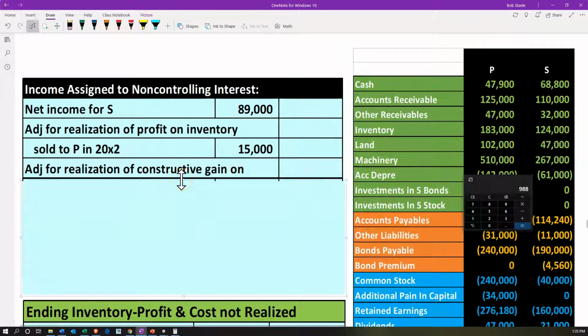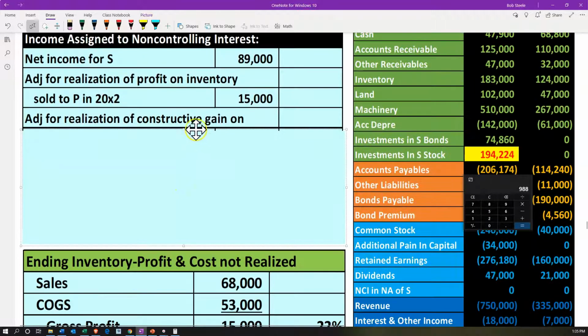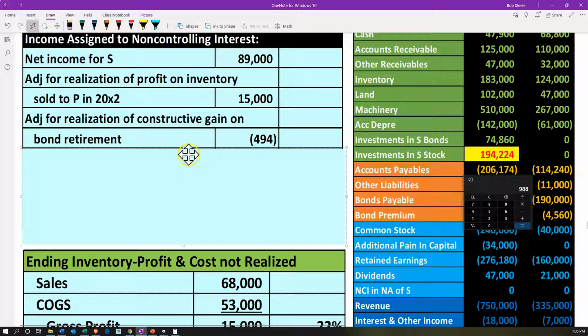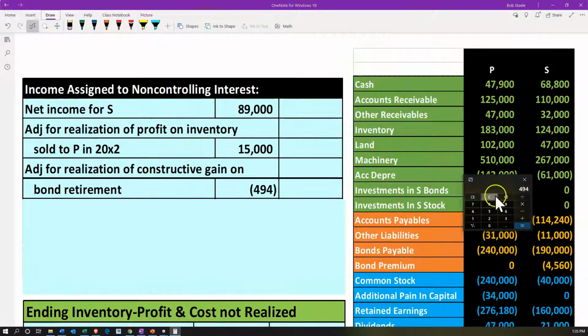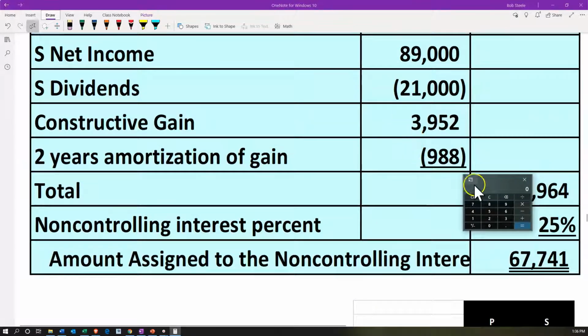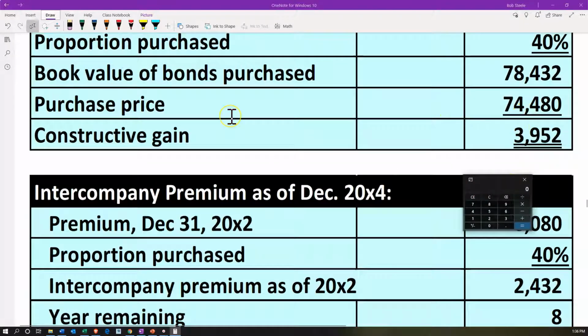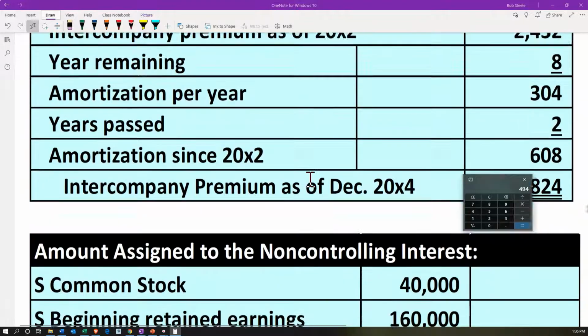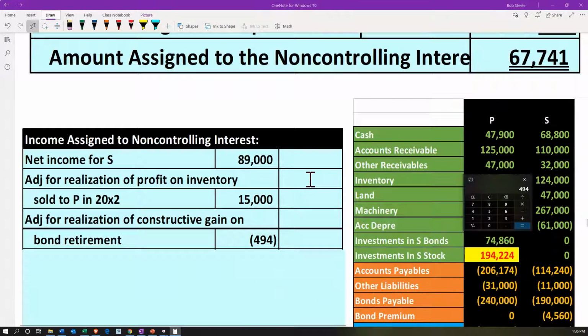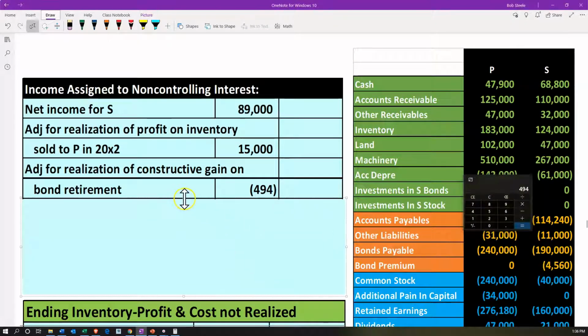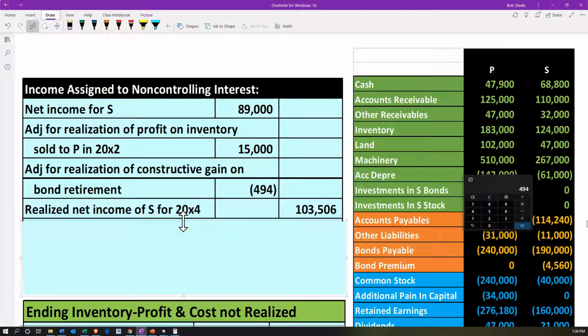Then we're going to have the adjustment for realization of constructive gain on the bond retirement. That's going to be the 494, the constructive gain that we had up top, which is where we actually calculated it at the 3,952, and then divided by the 8 periods remaining. So we're going to basically amortize it, or depreciate it, over the 8 years for the 494. So the 494 is going to be the adjustment, and then the realized net income of S for 2000X4 is going to be the 301,506.